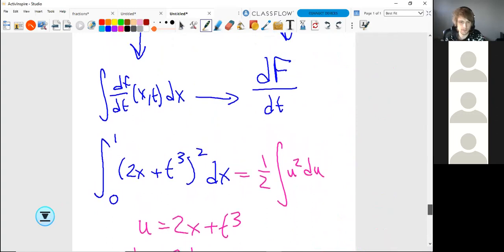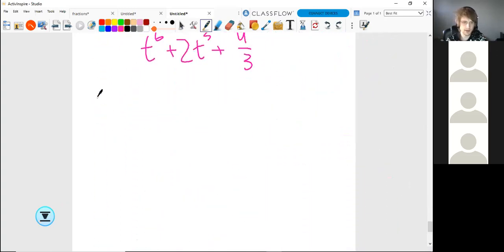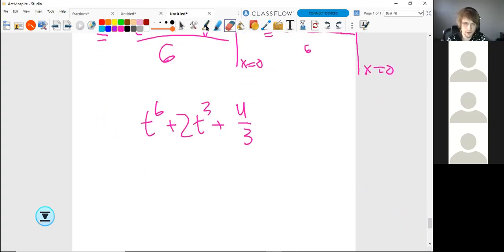So now let's take the same integral and take the derivative with respect to t and then integrate it with respect to x. Oh, wait. We got to take the derivative of this. So we integrated it, and now if we take the derivative, we get 6t to the 5th plus 6t squared plus 0.